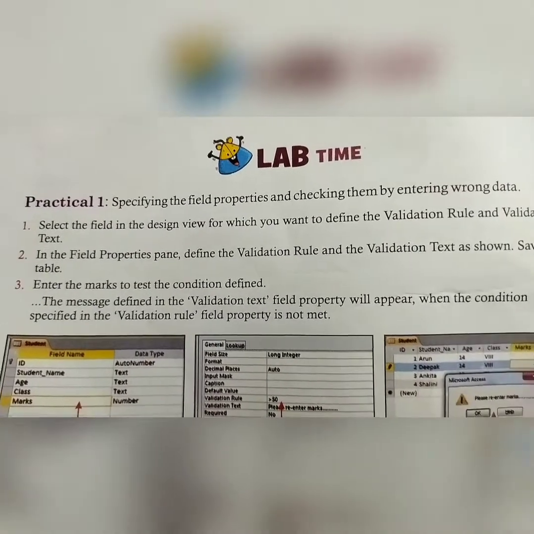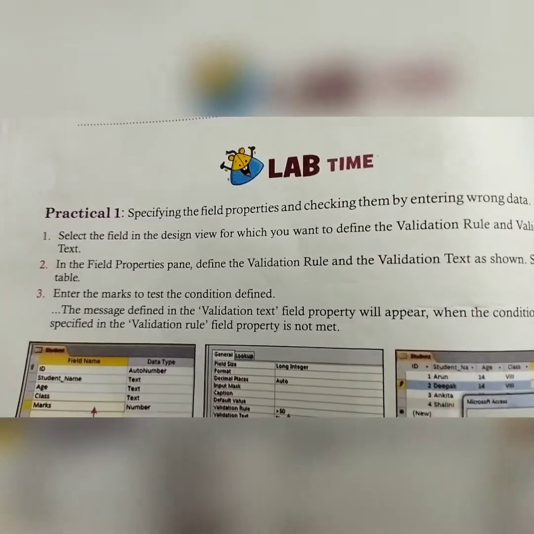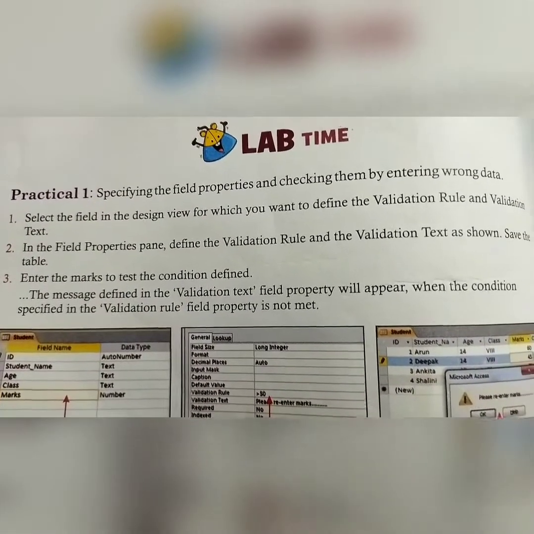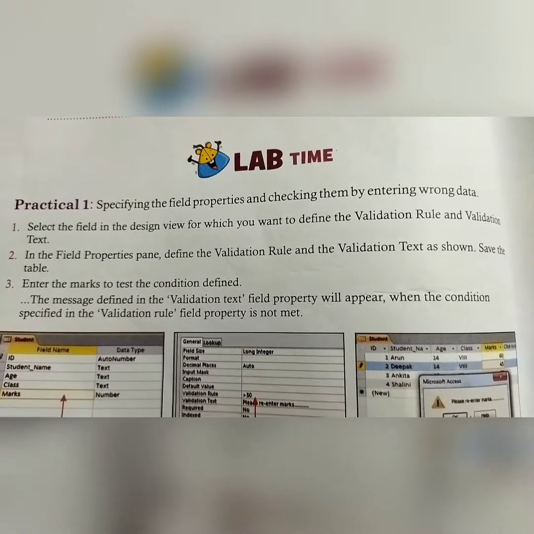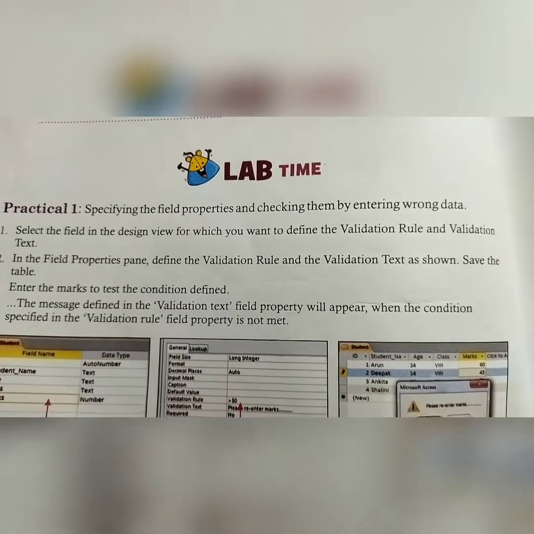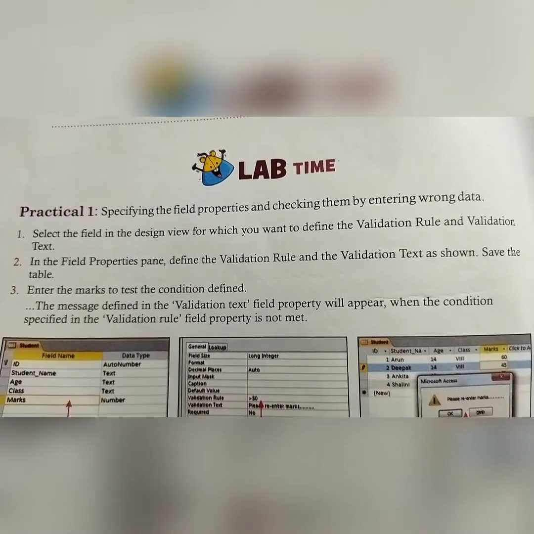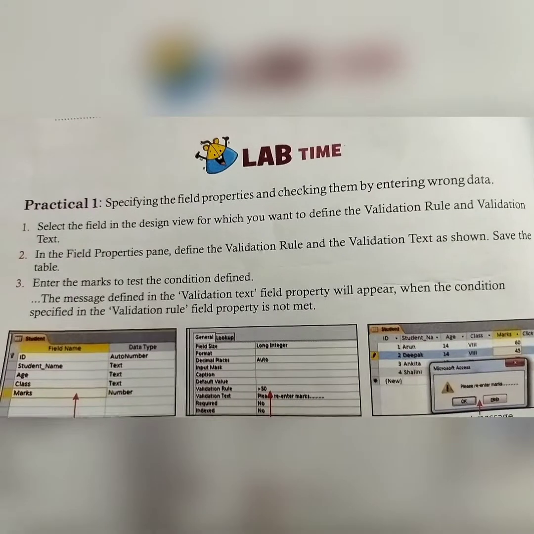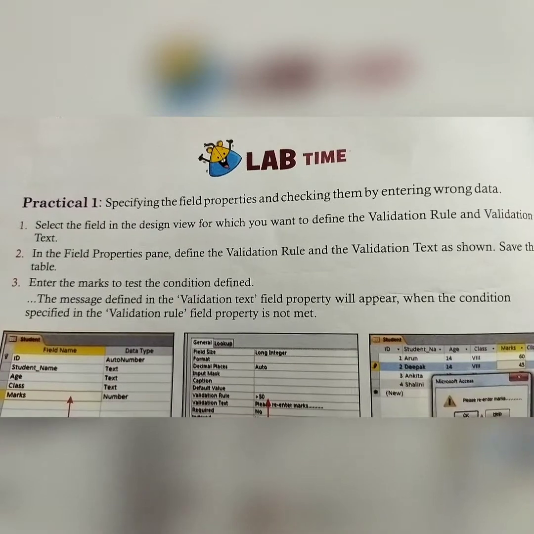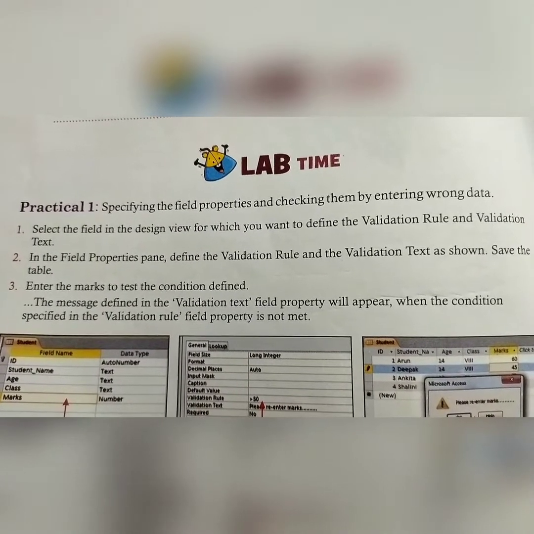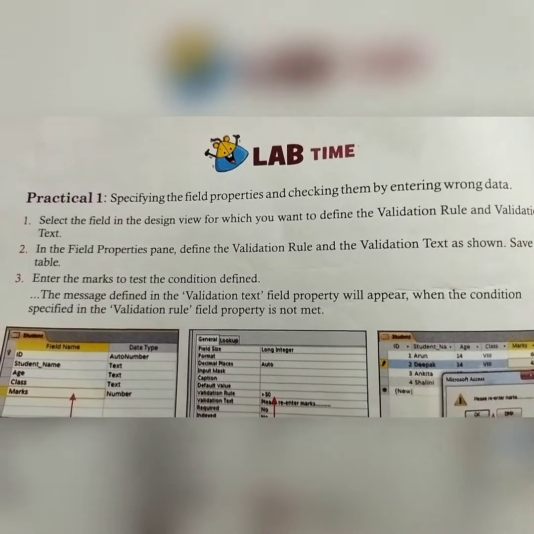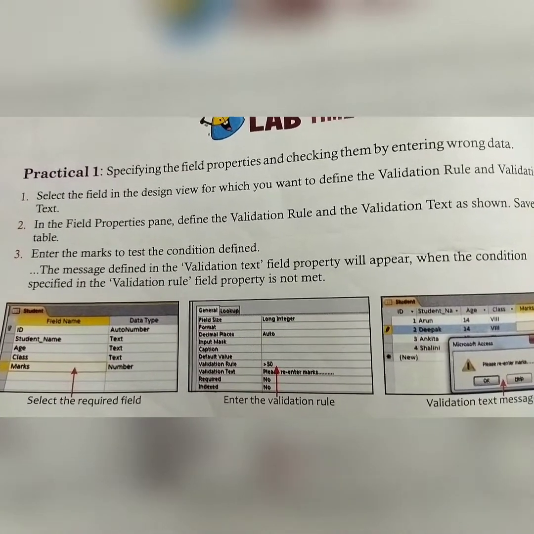Okay, class 8, let's see lab activity time. So practical, first: specifying the field properties and checking them by entering wrong data. First of all, select the field in the design view for which you want to define validation rule and validation text. After that, in the field property panel, define the validation rule and validation text as shown. Save the table. Then enter the marks to test the condition defined. The message defined in the validation text field property will appear when the condition specified in the validation rule field property is not met.